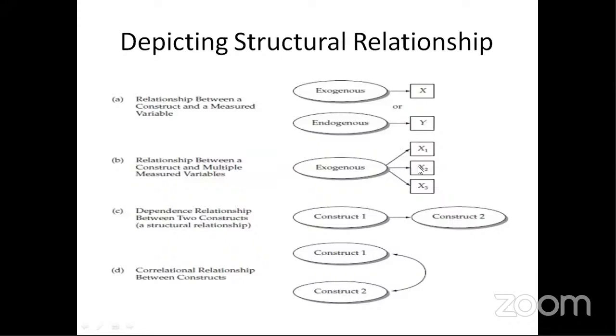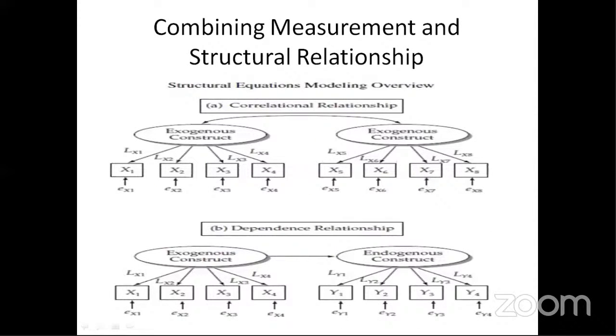So we are allowing that these two constructs can have a correlation among themselves. This is a correlationship which we are allowing. Don't go for the diagram; all these things you will be able to understand.